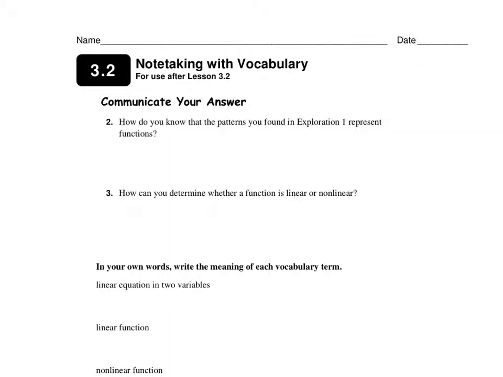So on the next page, take a moment and think about this. How do you know the patterns you found represent functions? Think about that. And then how can you determine whether a function is linear or nonlinear? Take just a minute and write down a couple thoughts about that.